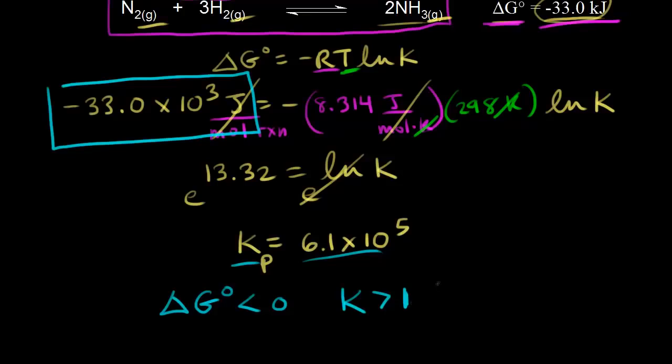So what does this tell us about our equilibrium mixture? This tells us that at equilibrium, the products are favored over the reactants. So the equilibrium mixture contains more products than reactants. And we figured that out by using our value for delta G0.